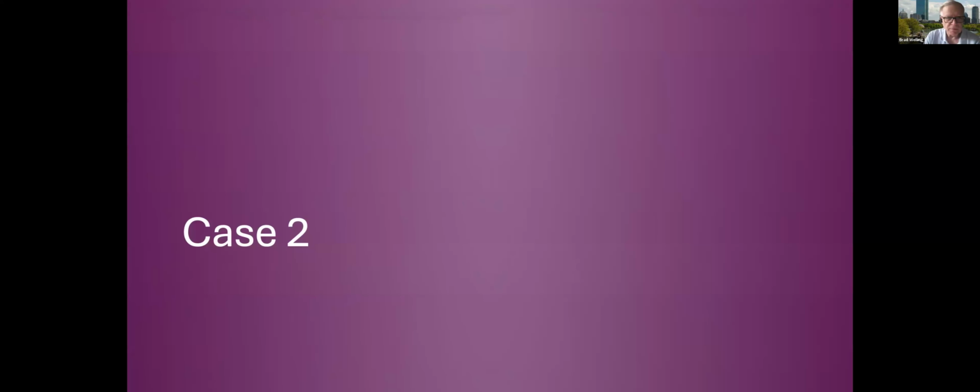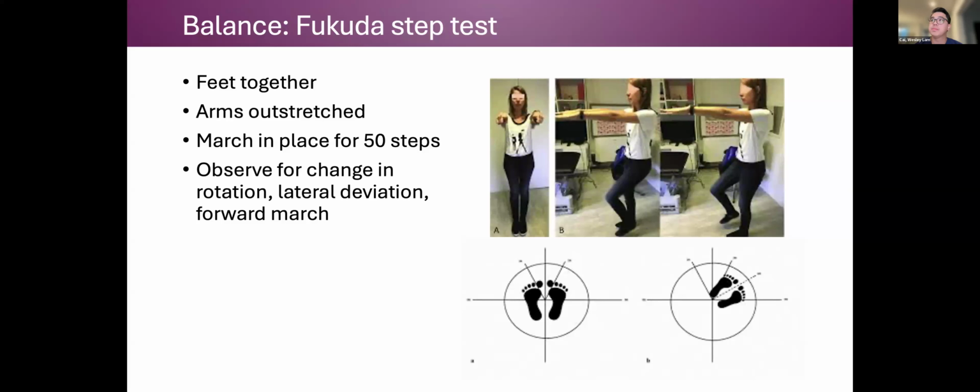Can I add something to that? Oh, yes, of course. Just a quick thing. I don't know if you do use this at all, Greg, but I find that it's sometimes helpful to have the patient stand with their arms out, not actually stepping in the Fukuda step test, just keep their arms out. And I move their arms in different directions with their eyes closed. And I see how that perturbs their balance.